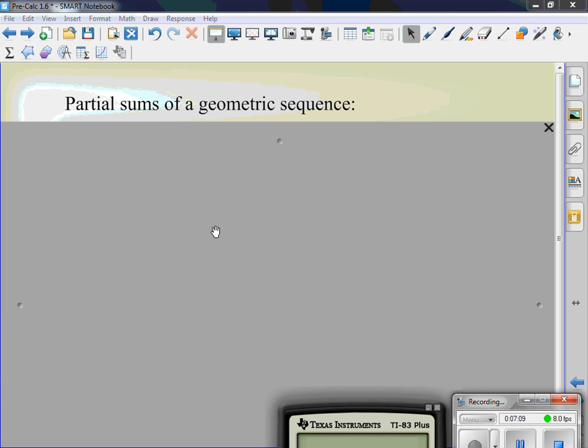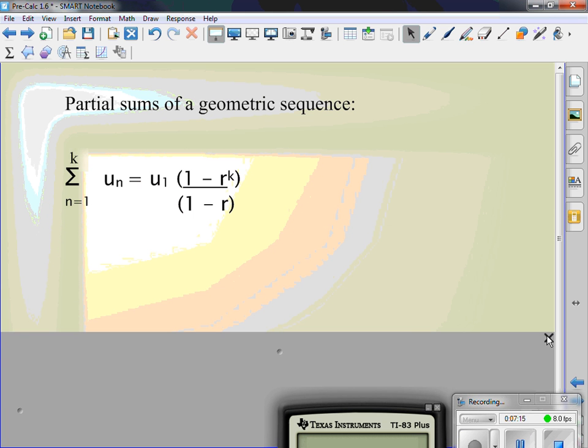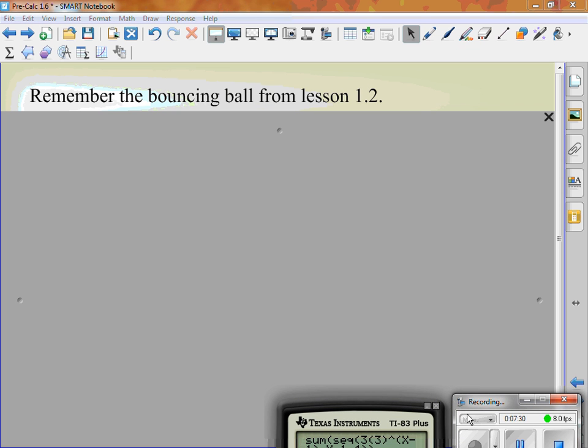For our partial sums, these are your summations. The formulas change. Actually, it's just one formula. You have the summation from n equals 1 to k of u sub n equals u sub 1 times 1 minus r to the k over 1 minus r. We're going to talk about the bouncing ball from lesson 1.2.